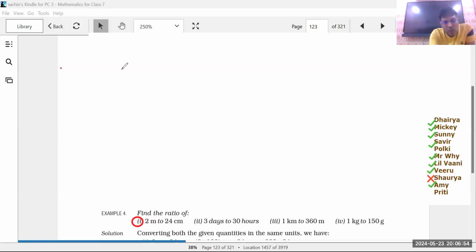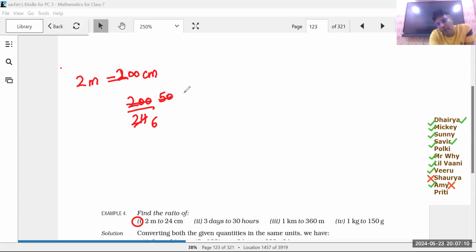So first one, 200 centimeters. 2 meters is equal to 200 centimeters. So 200 upon 24. We have to simplify. We can simplify with 4. 4 50s are, 4 6 are. Then we can simplify with one more 2. 25, 3. So my answer would be 25 is to 3.